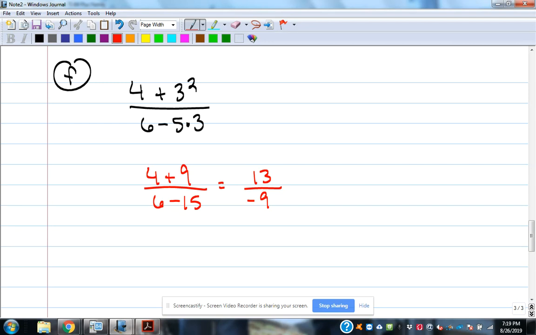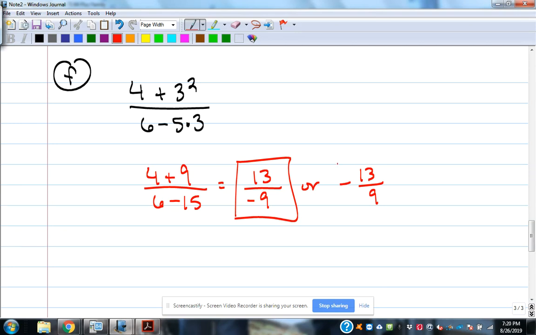13 is prime. 9 is divisible by 3. But 3 doesn't go into 13, so we leave it as that fraction, negative. If you put the negative out in front like this, that's how you normally see it. If you put the negative with 13 in the top, that's fine too. They're all the same, no matter where the negative is at, as long as there's only one of them.